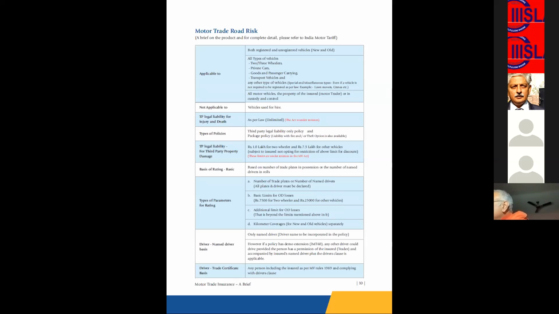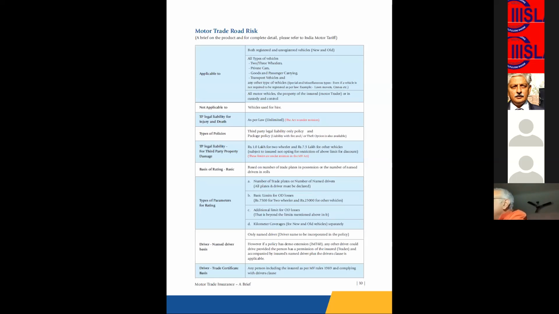The vehicle also can be used for demo purposes. In demo, there are 2 types of demos available. One demo, the dealership driver will drive, prospective customer will sit inside. That is also can be covered. In another demo, the prospective customer himself will drive, the dealership employee will sit next to him. That is also covered. Then the wider legal liability can also be included.